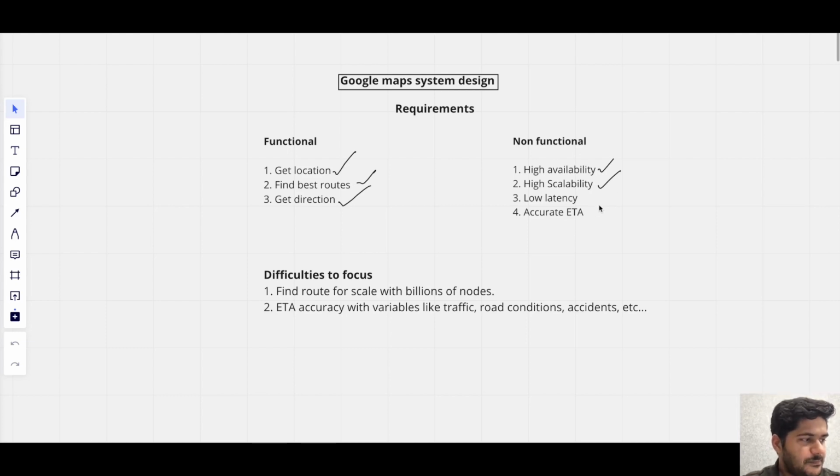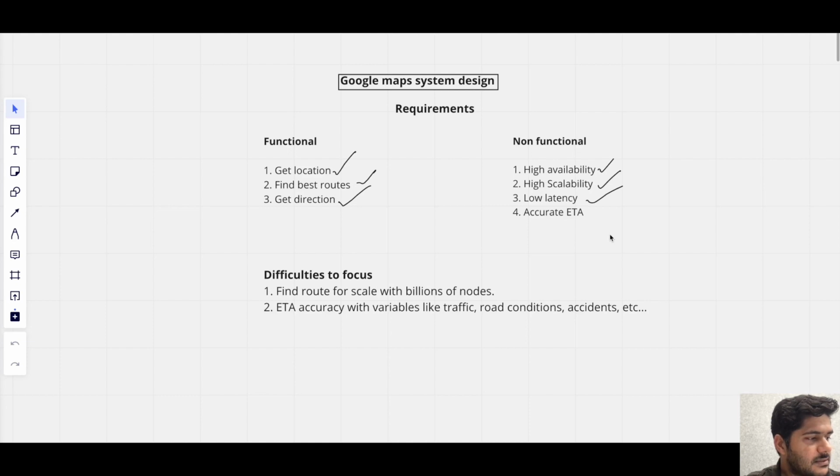Next, it has to have very low latency. Especially think of navigation, right? So you have the route you are going, and if the latency in telling you that you have to take a left is higher, then you will miss that route. So latency has to be very minimal, because you are using it on the go, right?